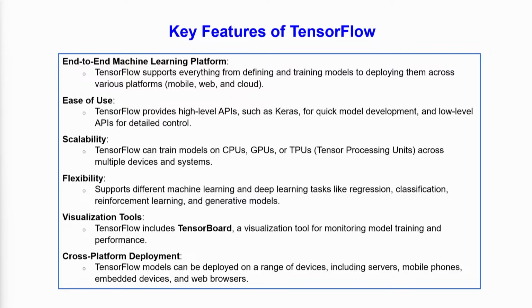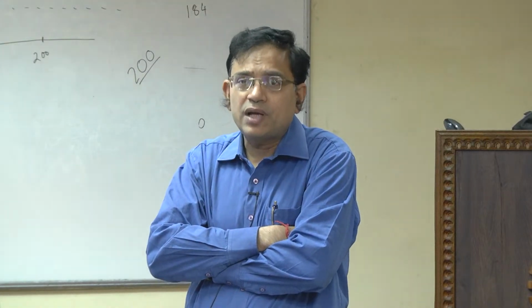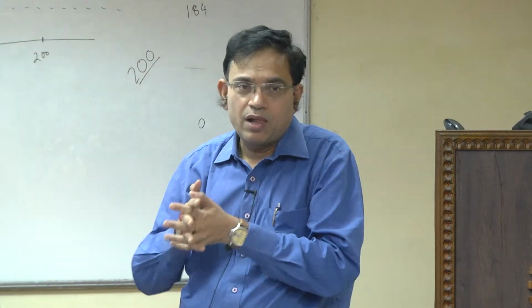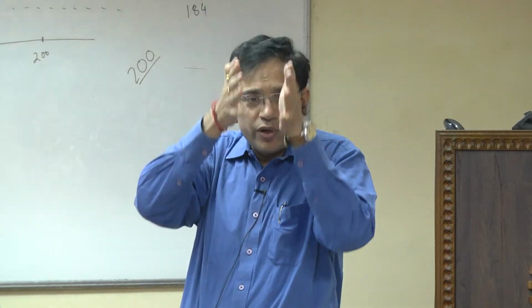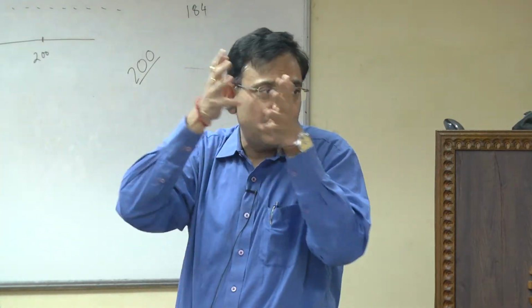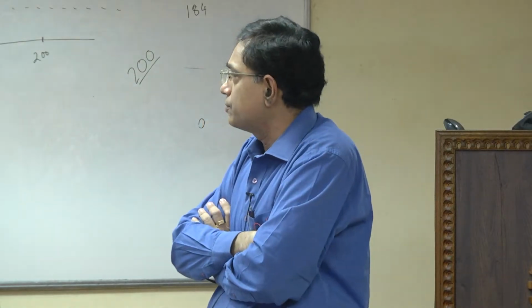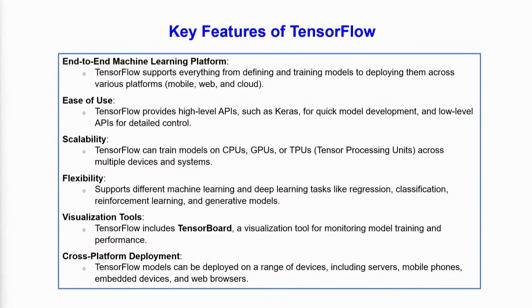The name TensorFlow comes from the fact that it is something more generalized than a vector type of thing. You have different layers and the data is flowing from one to the other, so that is why the flow. Tensor and flow combined together is TensorFlow. It supports different machine learning and deep learning tasks like regression, classification, reinforcement learning and generative models, and it has lots of visualization tools like TensorBoard, and it can be deployed across a range of devices including servers, mobile phones, embedded devices and web browsers.